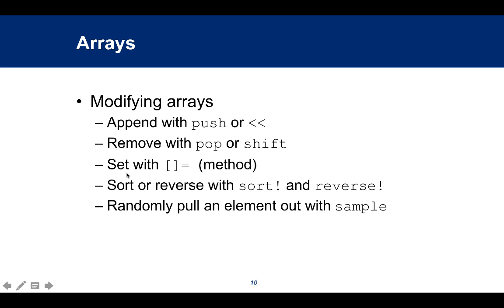If you want to set an array, you just use the two brackets right here. If you want to sort or reverse, you could use sort or reverse. And if it does not have the exclamation, it doesn't actually modify the array, it creates a new array. But if it has a bang, it actually modifies the contents of the array. And this is actually pretty useful. You could randomly pull out an element or a few elements out of an array with the sample method.